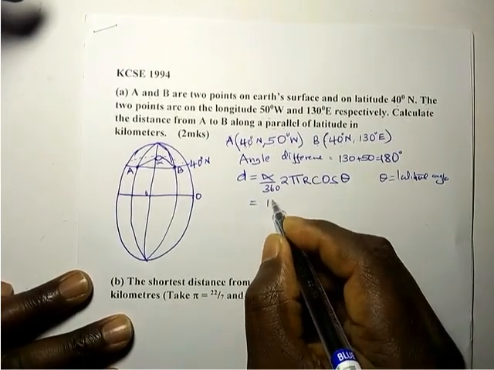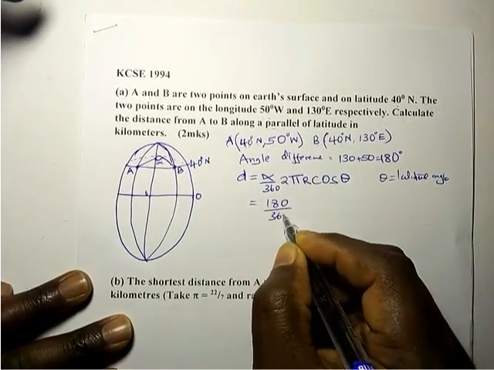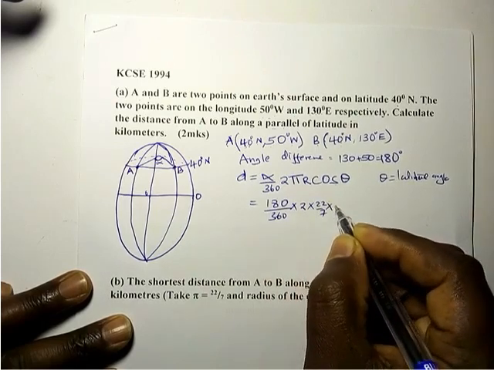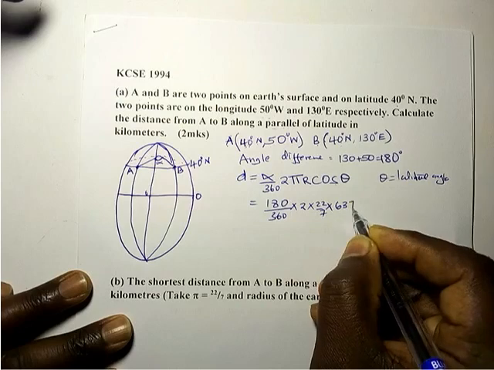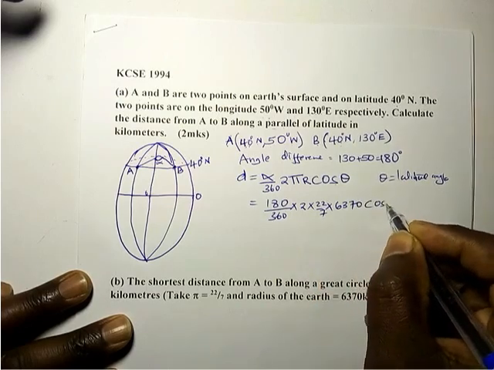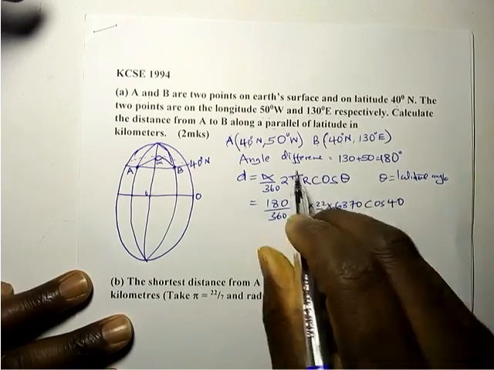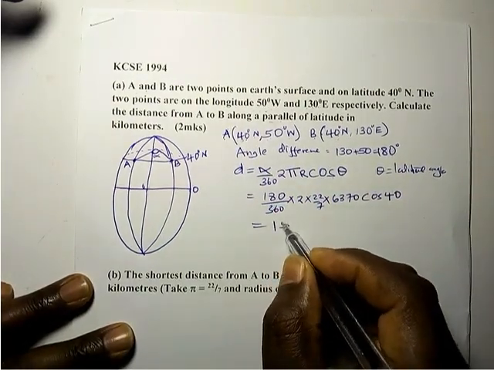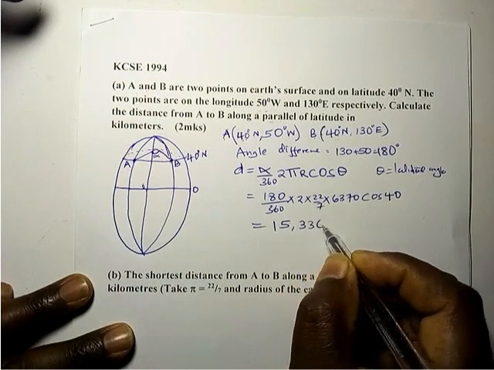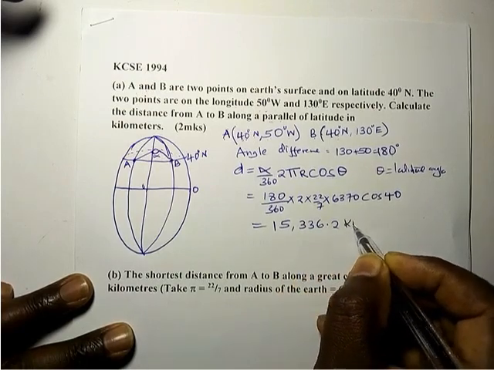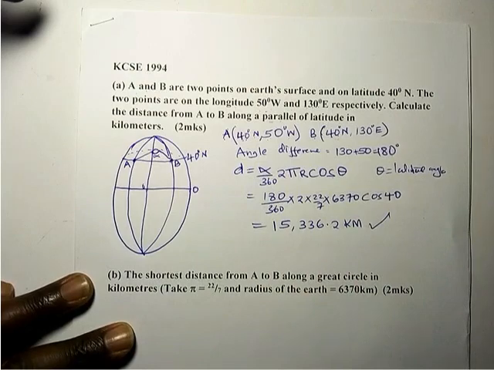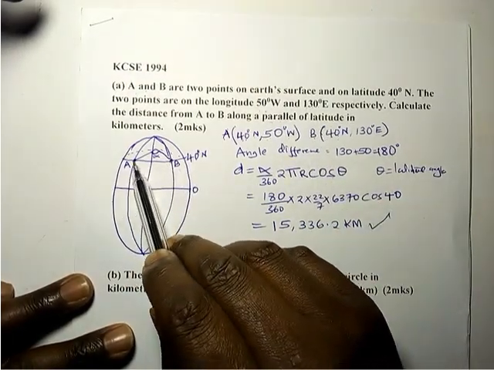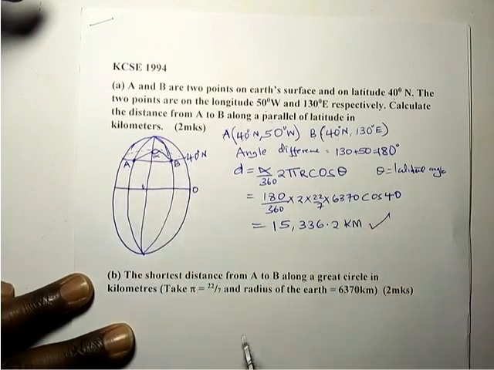So which is now 180 over 360 times 2 times 22 over 7 times 6370 cos 40. This one will give us 15,... kilometers, and we have calculated the distance along the parallel of latitude from A to B on this latitude. This is how we do it.